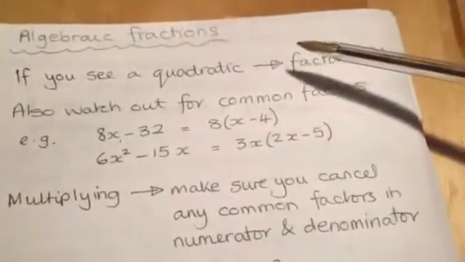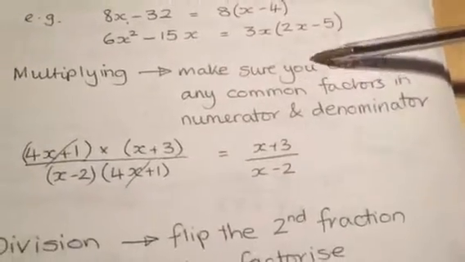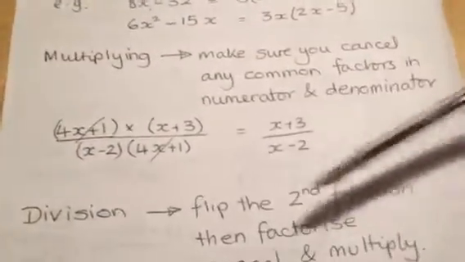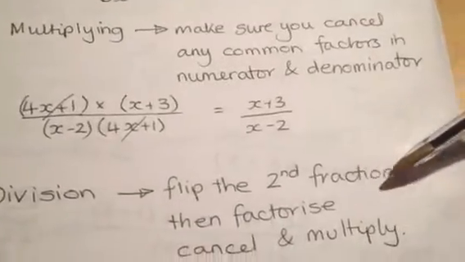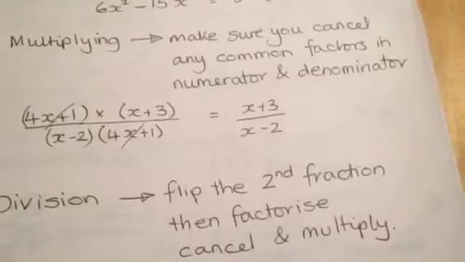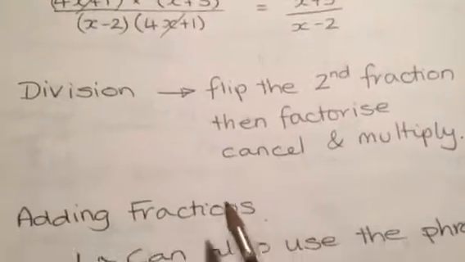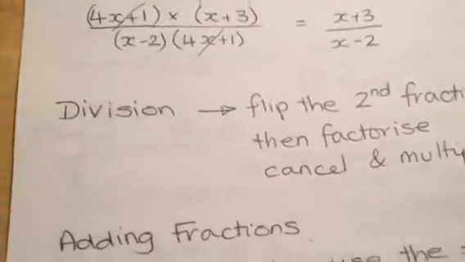So step 1, factorise any quadratics. Step 2, cancel any common factors. Division, same as multiplication, but you flip the second fraction, then you factorise, see if you can cancel, and then multiply. Adding fractions, rule of thumb for adding fractions that you need to think of.